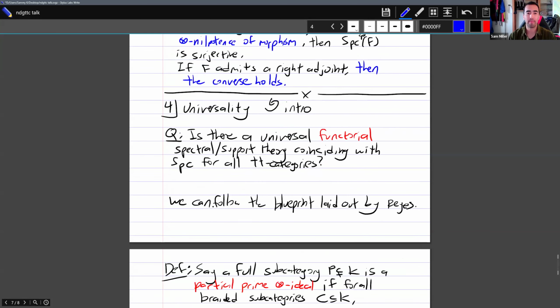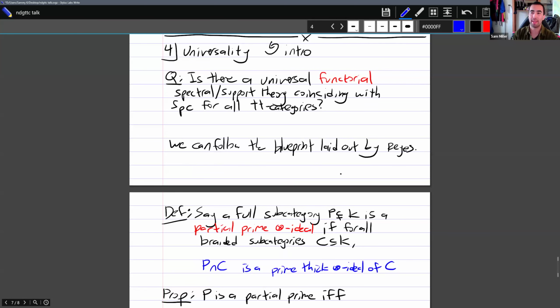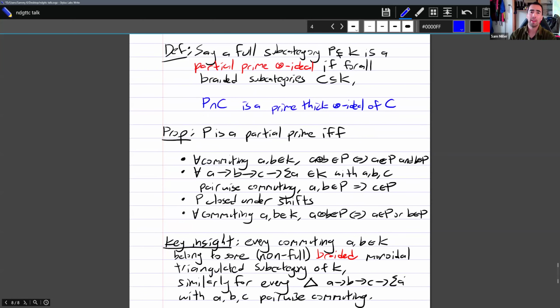All right. So circling back to the intro, we can ask the same question: is there a universal functorial spectral or support theory? They go hand in hand, coinciding with the usual Balmer spectrum for all tensor-triangulated categories, or essentially small TT categories. So we can follow the blueprint that's been laid out by Reyes. We say that a full subcategory P contained in K is a partial prime tensor ideal if, for all braided subcategories, we'll do braided and not symmetric here. I don't know if one can say symmetric.